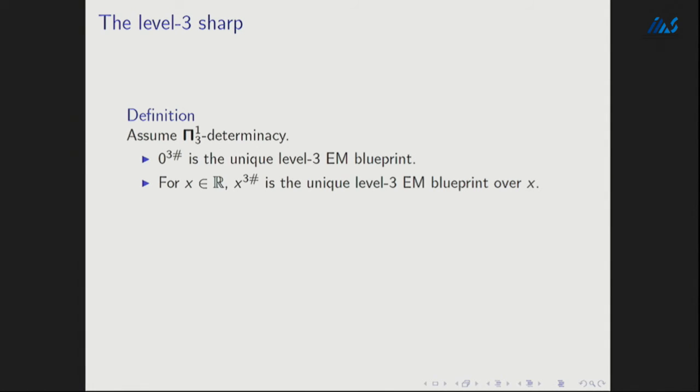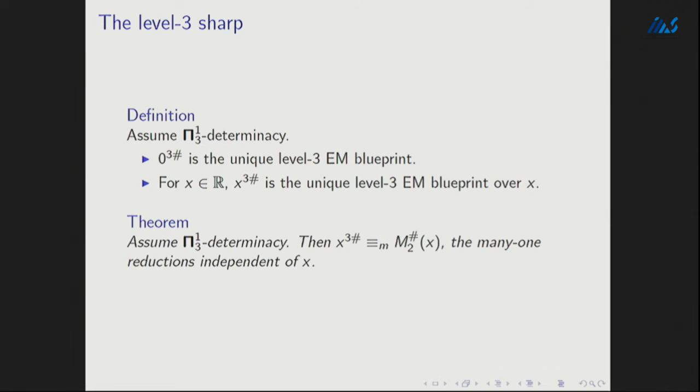So similarly, we can show that there is a unique level 3 EM blueprint, and the blueprint is effectively equivalent to the least mouse with a sharp and 2 Woodin cardinals.